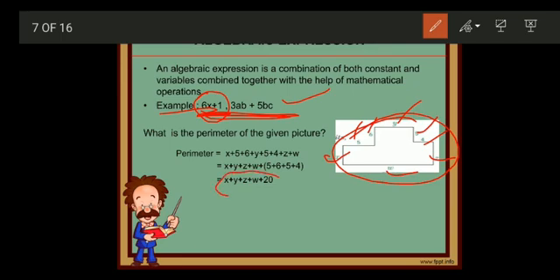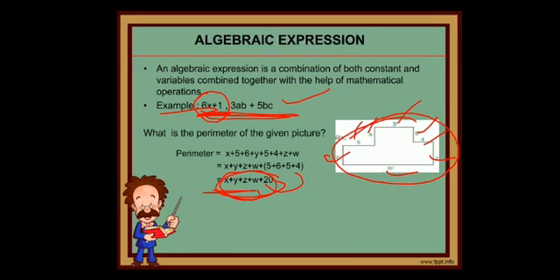Here this is an algebraic expression because the variables and constants are combined with the help of mathematical operations. So this x plus y plus z plus w plus 20 is an algebraic expression. Here x, y, z and w are variables and 20 is a constant.